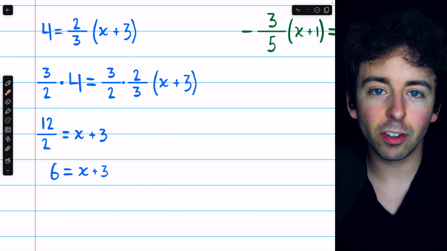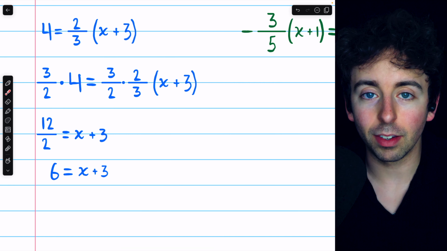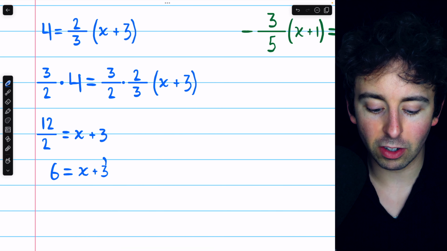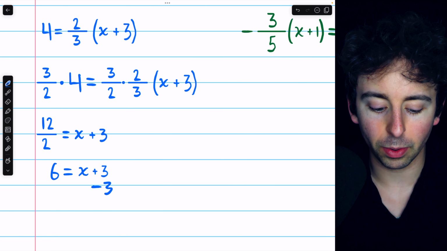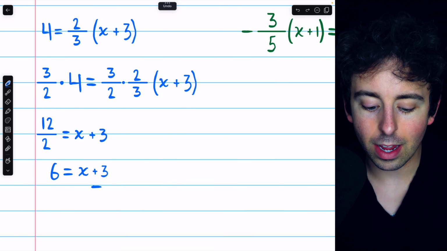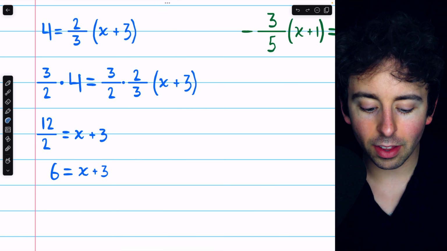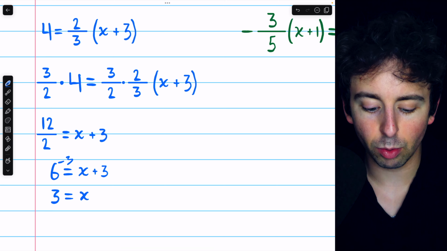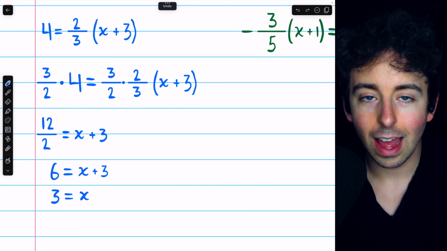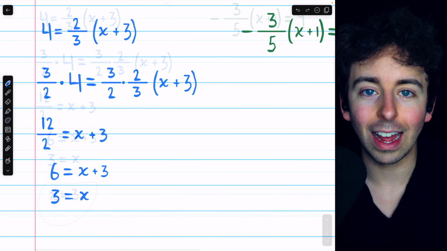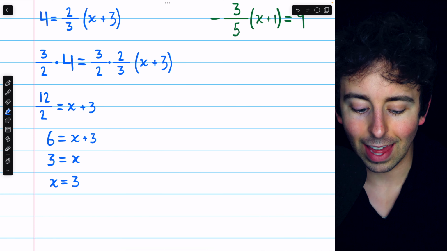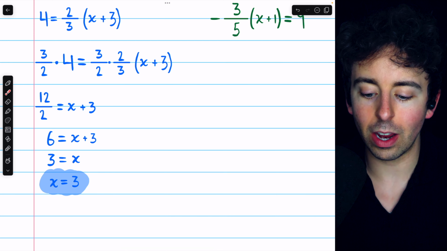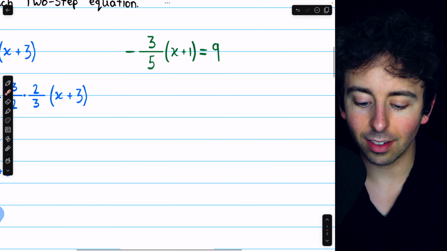Now, getting rid of the fraction, that was the first step of this two-step equation. The second step is to finish getting x by itself by just subtracting 3 from both sides. Then on the right, we would just have x, and on the left, we would have 6 minus 3. And 6 minus 3, of course, is 3. Hence, 3 equals x. And you probably prefer to write it like that, x equals 3. So that is the solution to this equation. Let's move on to the second example.